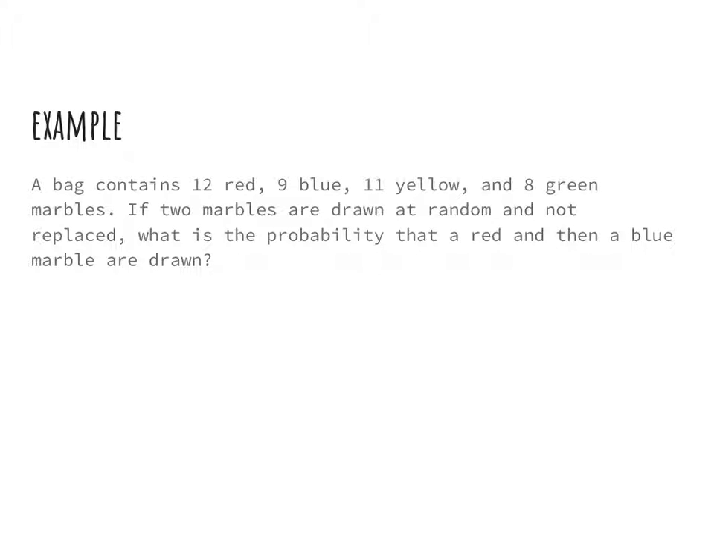An example of that would look like this. We've got a bag that contains 12 red, 9 blue, 11 yellow, and 8 green marbles. If two marbles are drawn at random and not replaced, what is the probability that a red and then a blue marble are drawn? The reason why these are dependent is because once we've chosen something, we don't put it back. We'll go through this just like we did before.